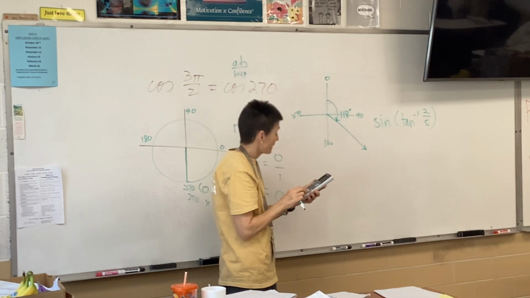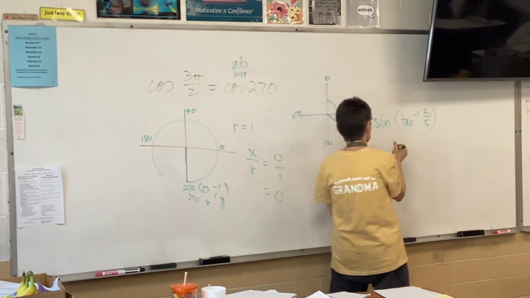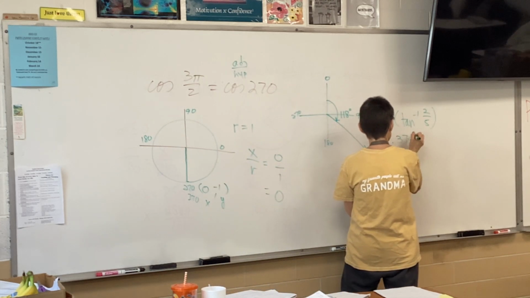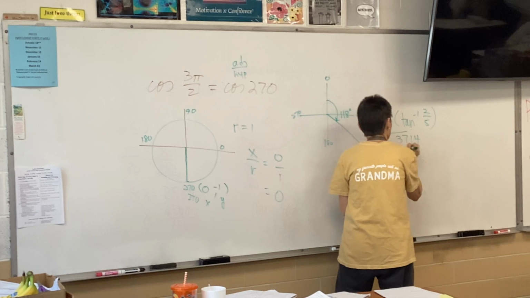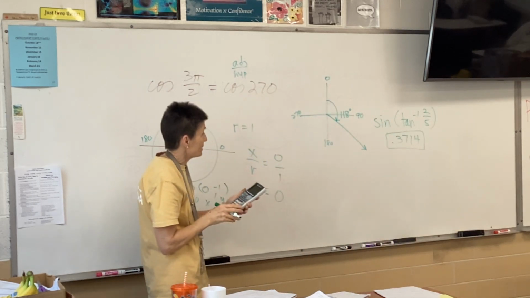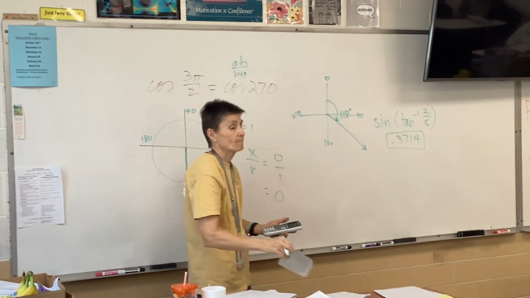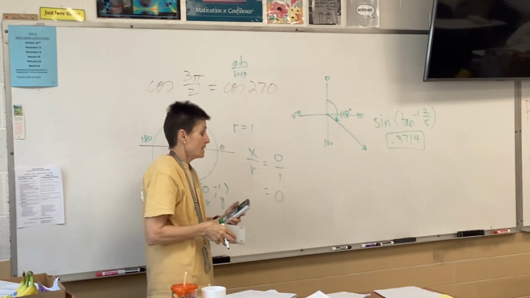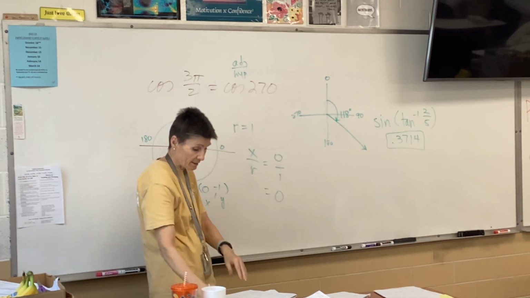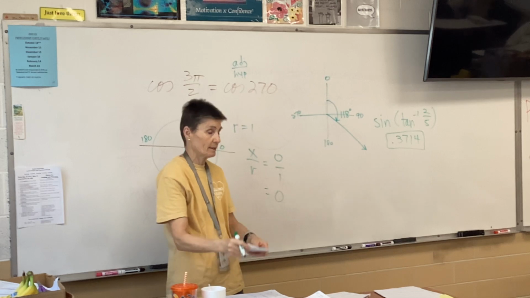Sine second tangent 2 divided by 5. And the decimal is 0.3714. So there is the answer on the calculator. Sine second tangent 2/5. Now, who remembers how to do this by hand though, without a calculator?